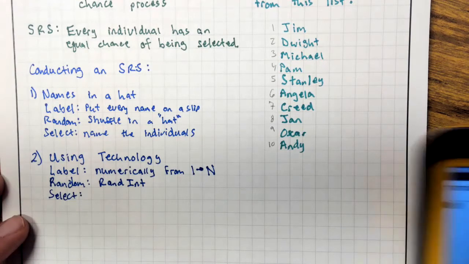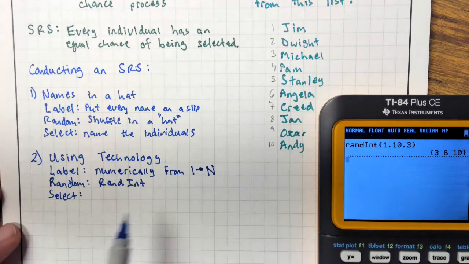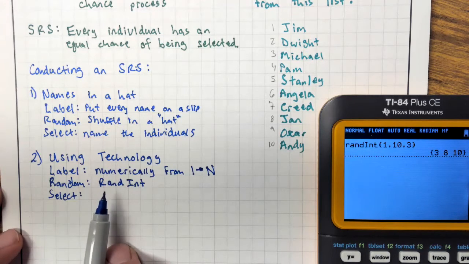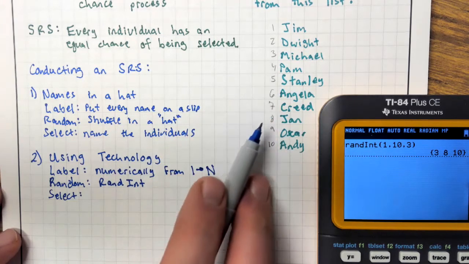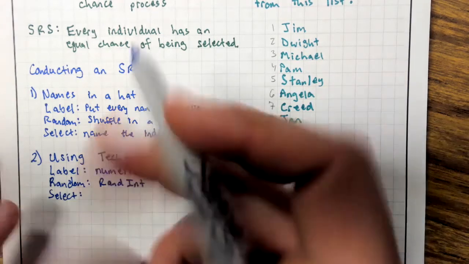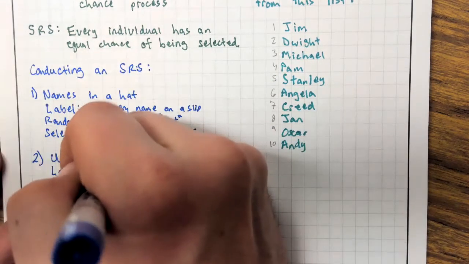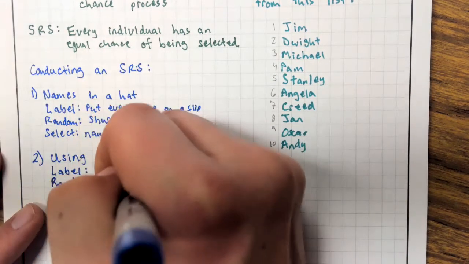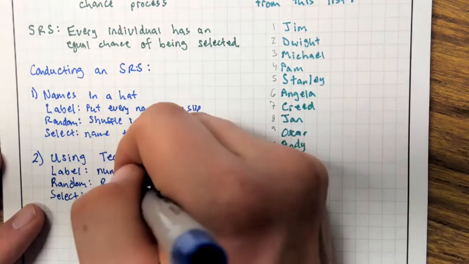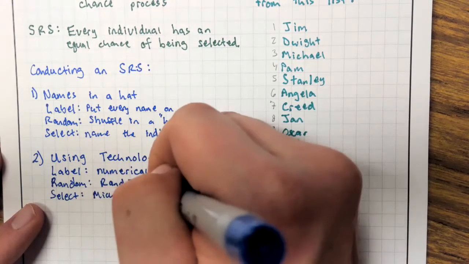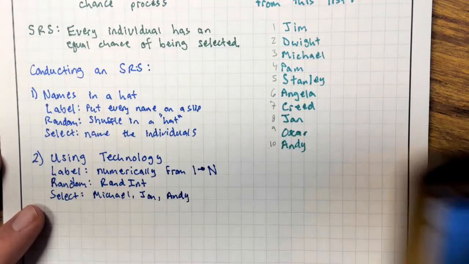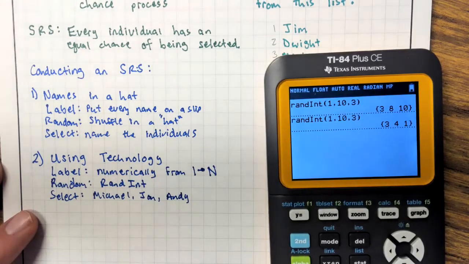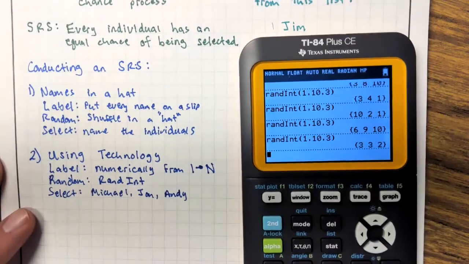The numbers I got were 3, 8, and 10. So the individuals that are actually going to be involved in my sample are Michael, Jan, and Andy. Interesting composition. Michael, Jan, and Andy. Awesome. So hey, calculators are certainly not the best way to randomly select.